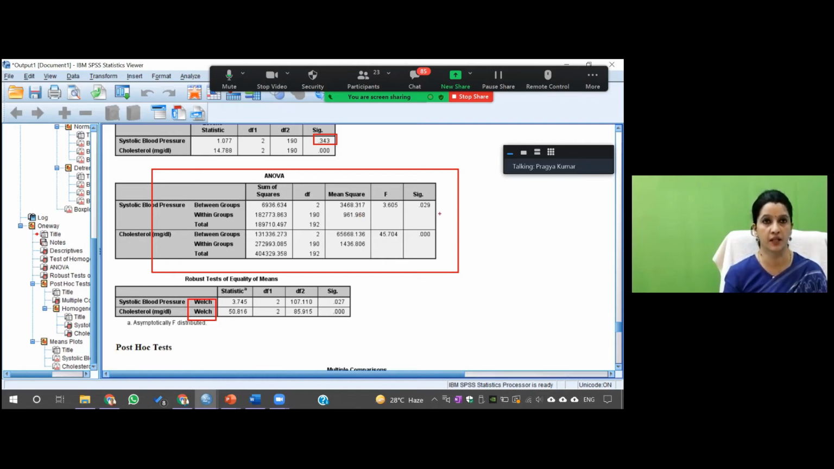And this significance level. But for cholesterol, I cannot take this. Why? Because for cholesterol, you can see that the equality of variances was not assumed. So I have to take this Welch ANOVA, and I have to report this value. Is it clear to all of you now? Please say something, then only I can move forward. Otherwise, I'll repeat this concept once again.